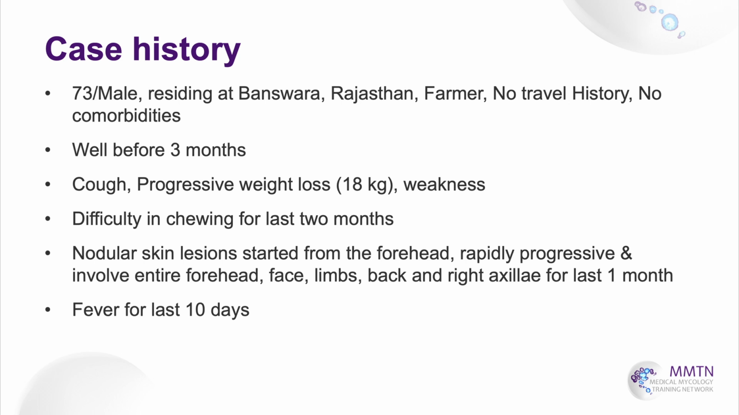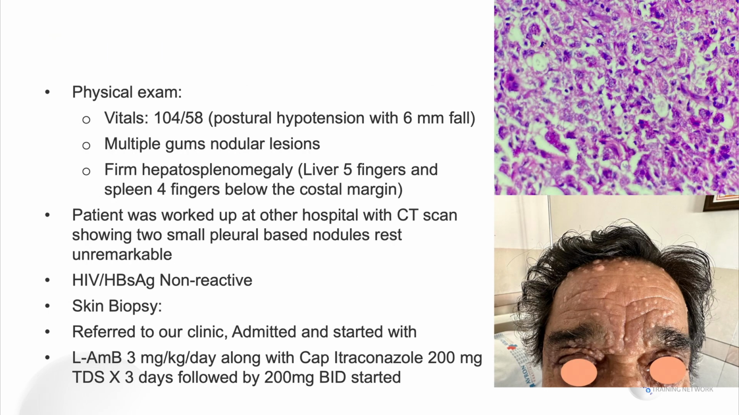Then he started noticing difficulty in chewing over the last 2 months, and developed nodular skin lesions which started from the forehead, rapidly progressed and involved the entire forehead, face, limbs, back, and axilla in the last 1 month. And now he had a new onset fever for the last 10 days. And these were his lesions over the forehead and the face.